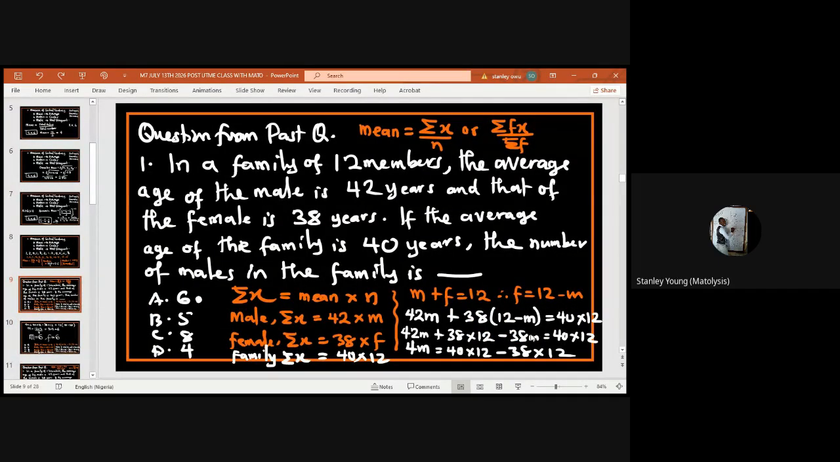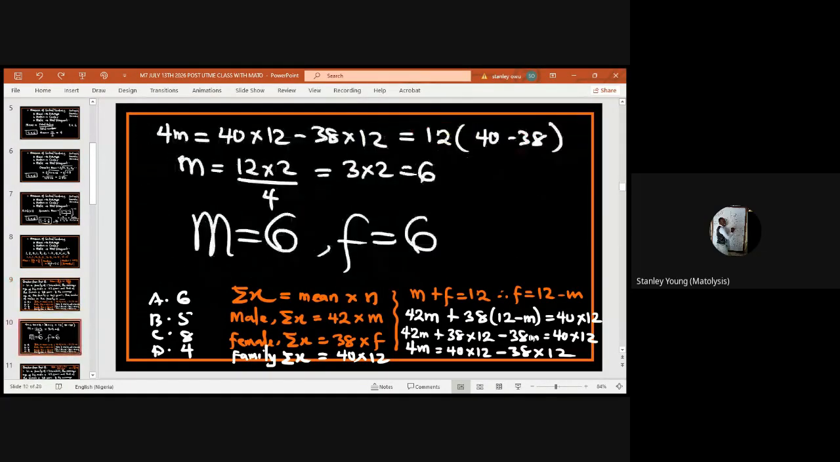So we solve a problem like this by trying to get the mean. Sorry, was it the mean? The number of males in this class. We've actually solved this already in the last class. Okay.